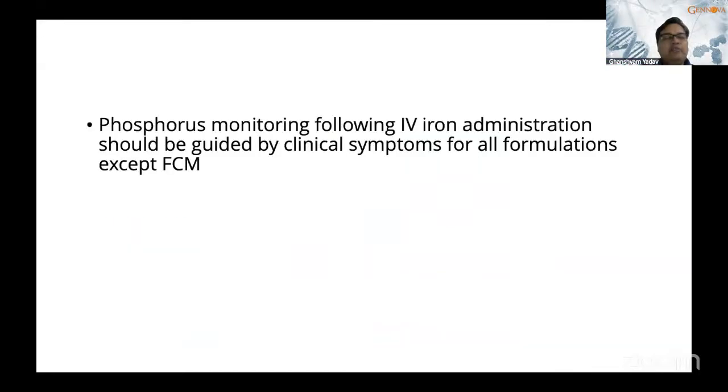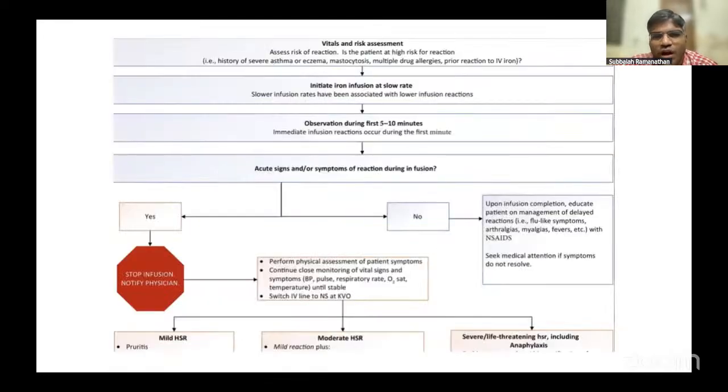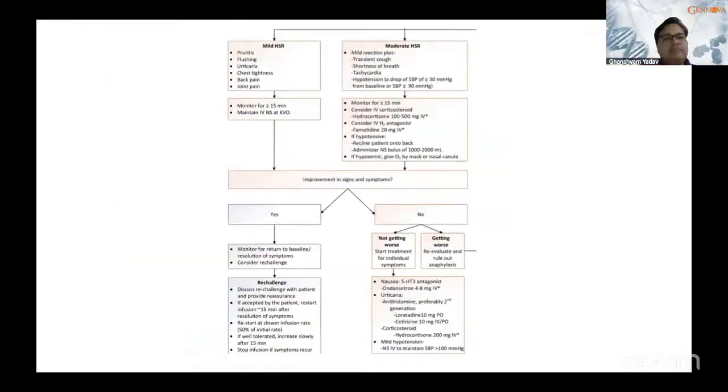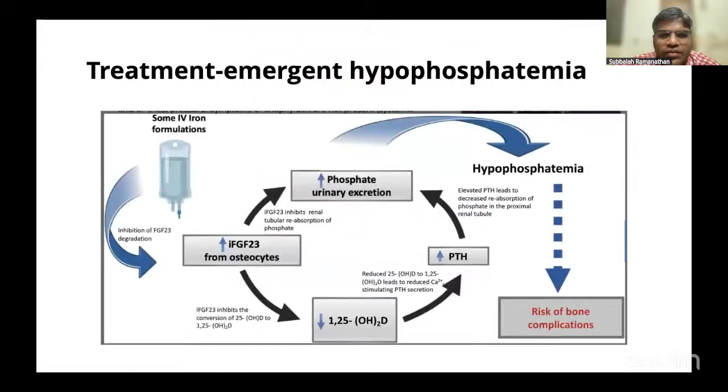Okay, right. So thank you. Even the recommendation says phosphorus monitoring after IV iron should be guided by clinical symptoms, only if symptoms are there, for all formulations except FCM. But even with FCM, we don't see many symptoms in our practice. Very rarely. So in those scenarios, we might just consider monitoring phosphorus and then trying to replace it.